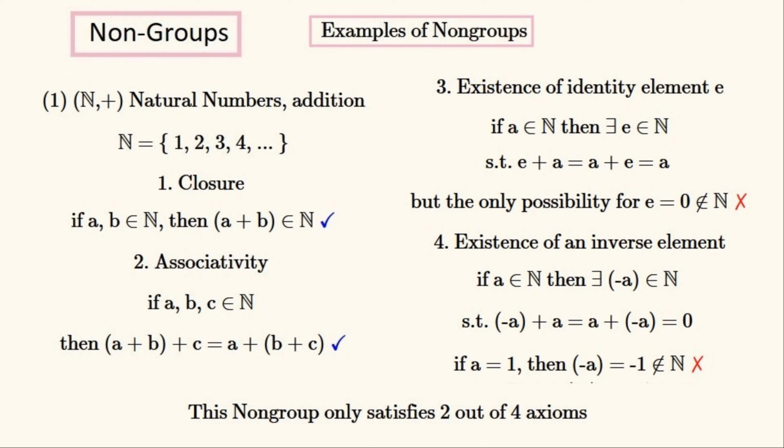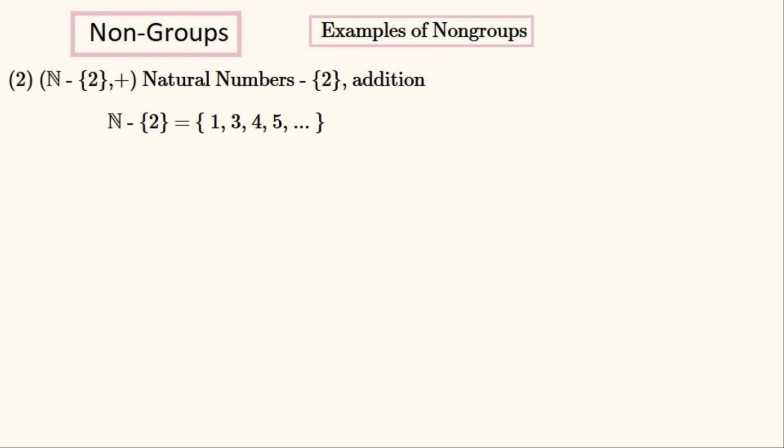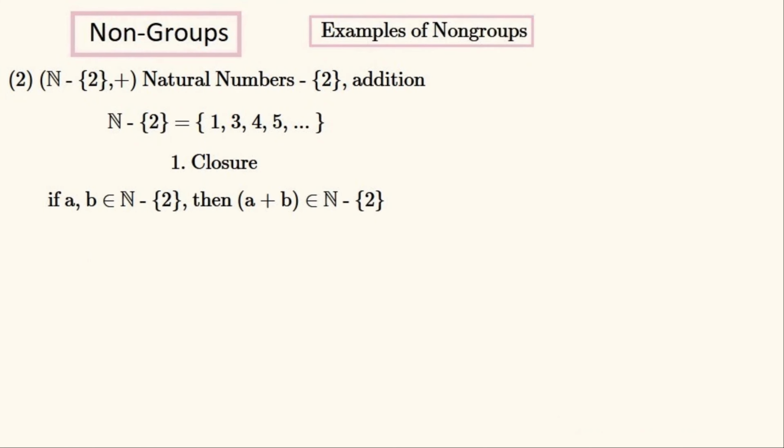Now to look at this numerical system, which is the set of natural numbers with the number 2 removed from it, combined with the addition operation. We'll look if it satisfies the first axiom. And it doesn't. The sum of these two numbers is 2, which isn't in the set, so this axiom is false. It only takes one example to prove that an axiom is false.